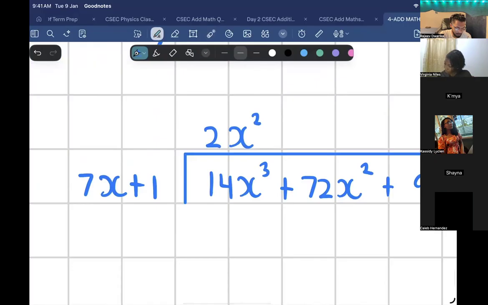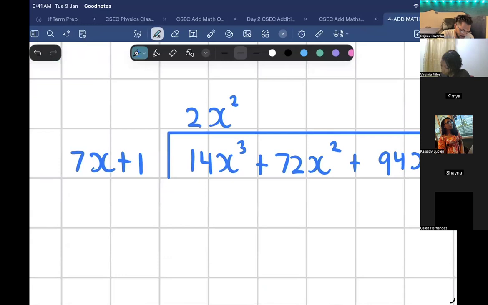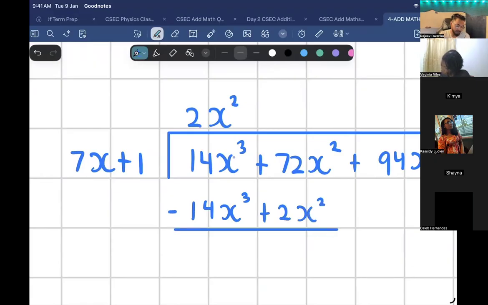What we're going to do next, we're going to multiply the 2x squared by 7x plus 1. That'll be 14x cubed, then what? Positive 2x squared. So this can't be 0. 72 minus 2 is 70.